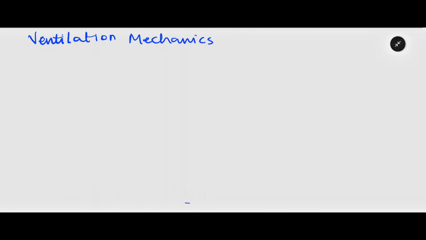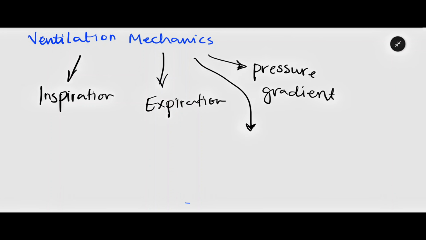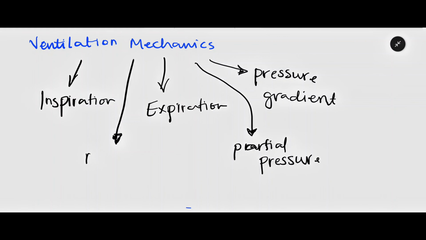Ventilation mechanics is all about what happens at inspiration, so that's breathing in. What happens at expiration, so that's breathing out. We're going to talk about pressure gradients and why they're so important. We're going to talk about key concepts such as partial pressure, and we're going to talk about diffusion.